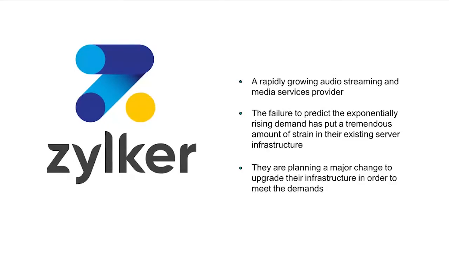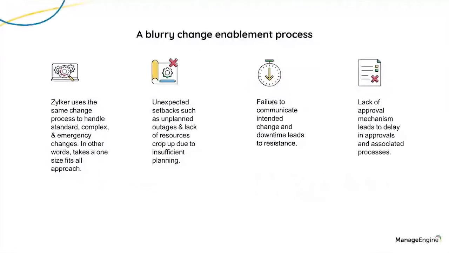But things don't go exactly as planned because Zilker did not really have a plan in the first place. They just used the same change process that they used to handle emergency, complex, and standard changes. This one-size-fits-all approach almost never works because, as I told you before, all these different types of changes involve different dependencies, a lot of different tasks, and they all follow different paths. So this resulted in them facing a lot of setbacks like unplanned outages, and they suddenly found a resource crunch because they hadn't really planned this initiative.